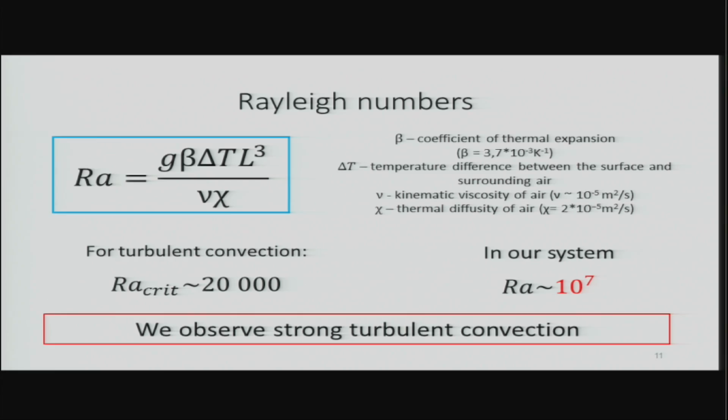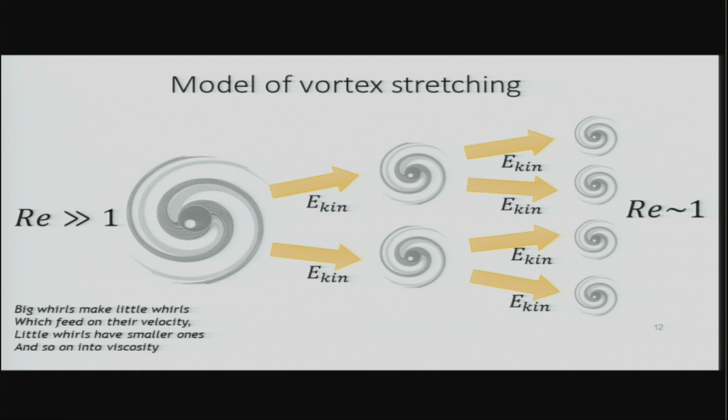Now let's describe whether our flows are laminar or turbulent. We can see that the Rayleigh numbers, which are the analogy of Reynolds numbers for the convective flow, are very high, so we can conclude that there is strong turbulent convection. For the description of strong turbulence, we can use the model of vortex chain.